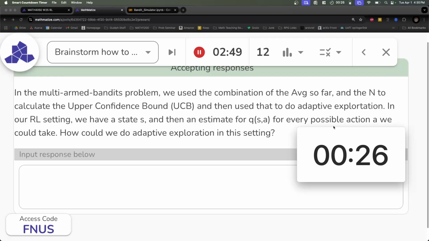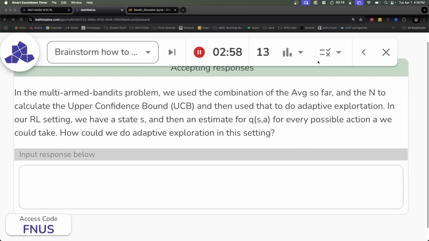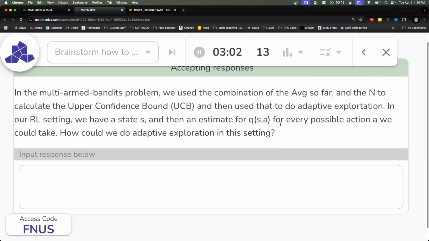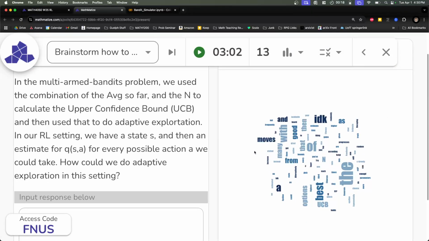Okay, there's like 20 seconds left. I think there's one more person who has to type in their idea. Okay, let's see what everyone said. Reveal. Word cloud.